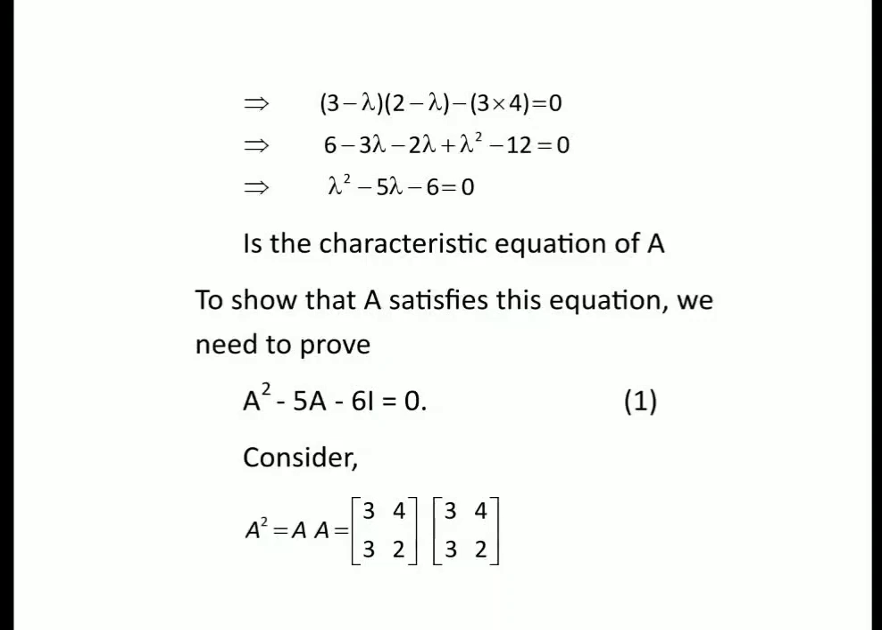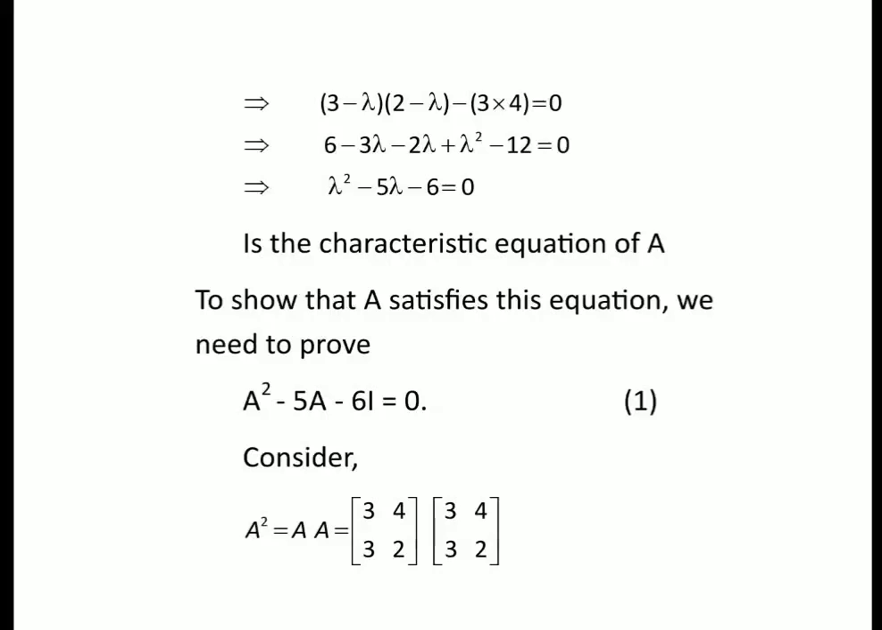To verify Cayley-Hamilton theorem, what you have to prove is that matrix A satisfies this equation. So we have to replace lambda by A, that is A square minus 5A minus 6I, because it is a matrix, no? All elements should be in the form of matrix only. Take 6I, it is equal to 0. This you have to verify. That is, A square minus 5A minus 6I should be the null matrix. This you have to verify.